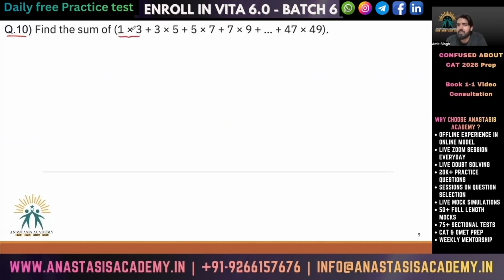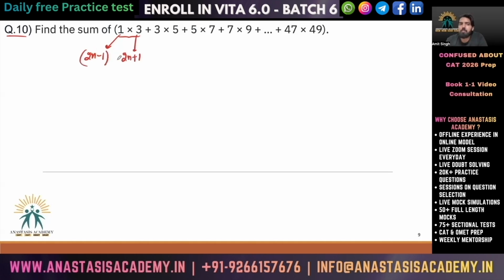Each term in a single term differs by 2 also. So I can generalize each term as 2n minus 1. If I put n equal to 1, I get 1. And this would be 2 more than this, 2n minus 1, so I can write this 3 as 2n plus 1.